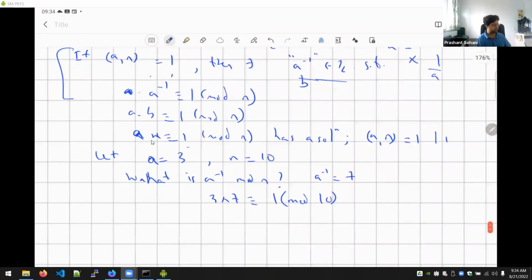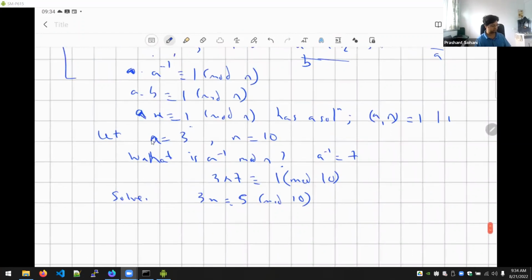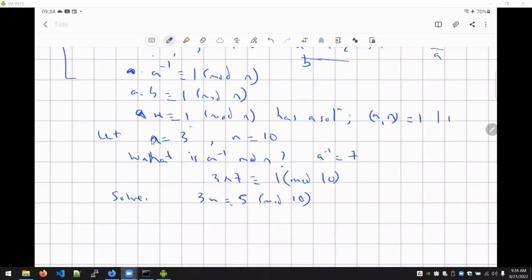Okay. So why is this inverse useful? Because suppose you have an equation. Let's say you are trying to solve the equation 3x congruent to 5 modulo 10. What can you do now? If you know the multiplicative inverse, divide it by 5 to get to 1. So 3 by 5 x is congruent to 1 mod 10 by 5. I think we can multiply by 7 and cancel that 3 from there.